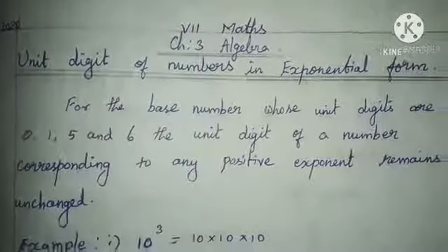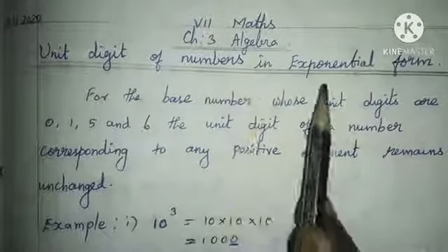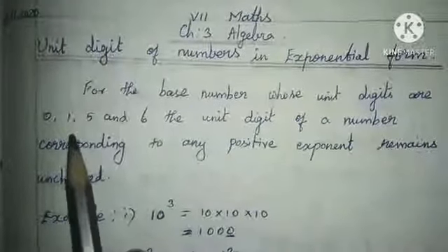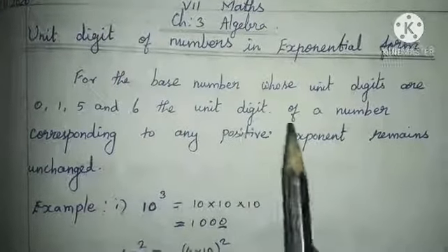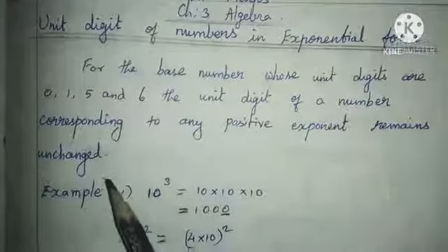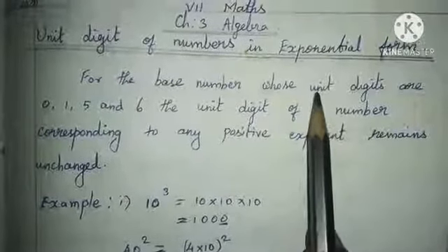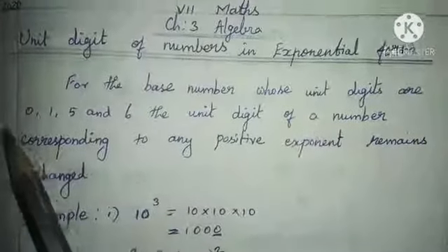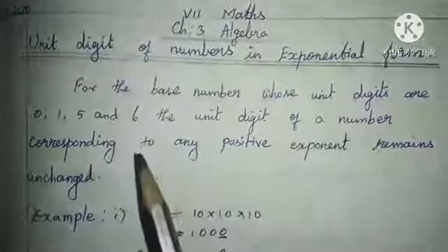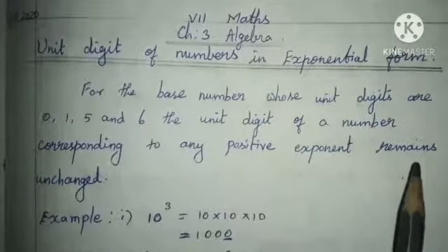Good morning, students. Today we are going to see chapter 3 algebra, unit digit of numbers in exponential form. For any base number whose unit digits are 0, 1, 5 and 6, the unit digit of a number corresponding to any positive exponent remains unchanged. That is, if you take any number whose unit digit, that is the ones place value, is either 0 or 1 or 5 or 6, then the unit digit of the number with any positive exponent will remain unchanged.